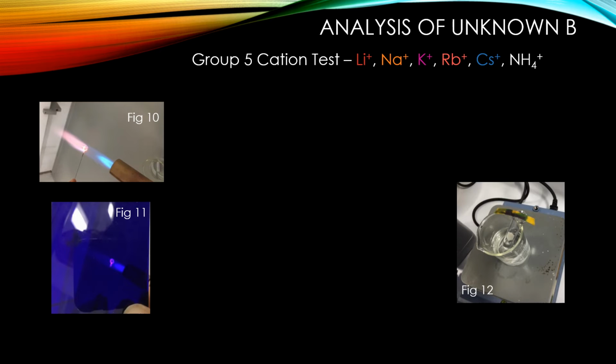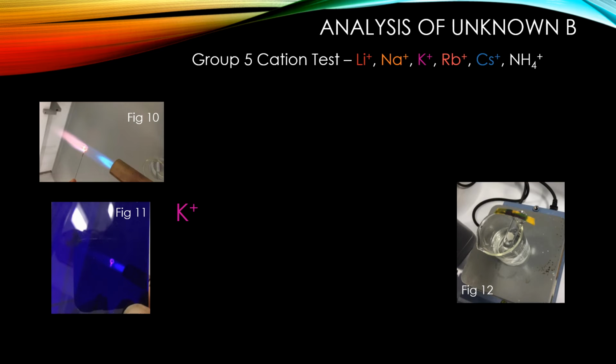Further analysis of the unknown sample B proved positive results for group 5 cations. These include lithium, sodium, potassium, rubidium, cesium, and ammonium ions. On the left here, figures 10 and 11 show a positive result for potassium. This is because a lilac-y glow is formed when the sample is placed under a flame.